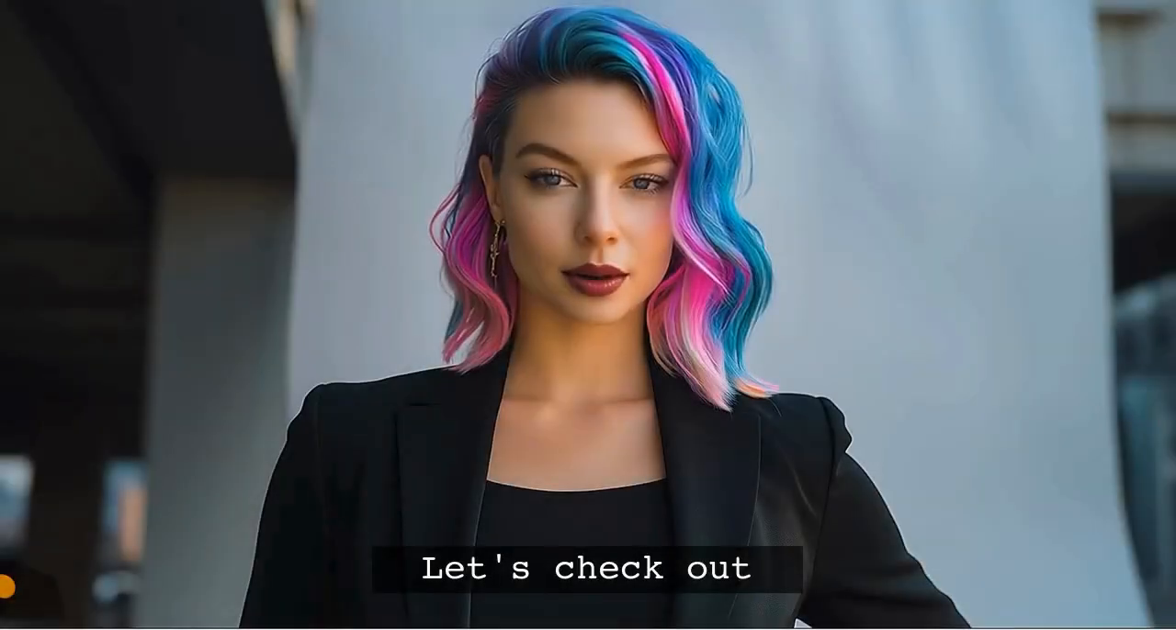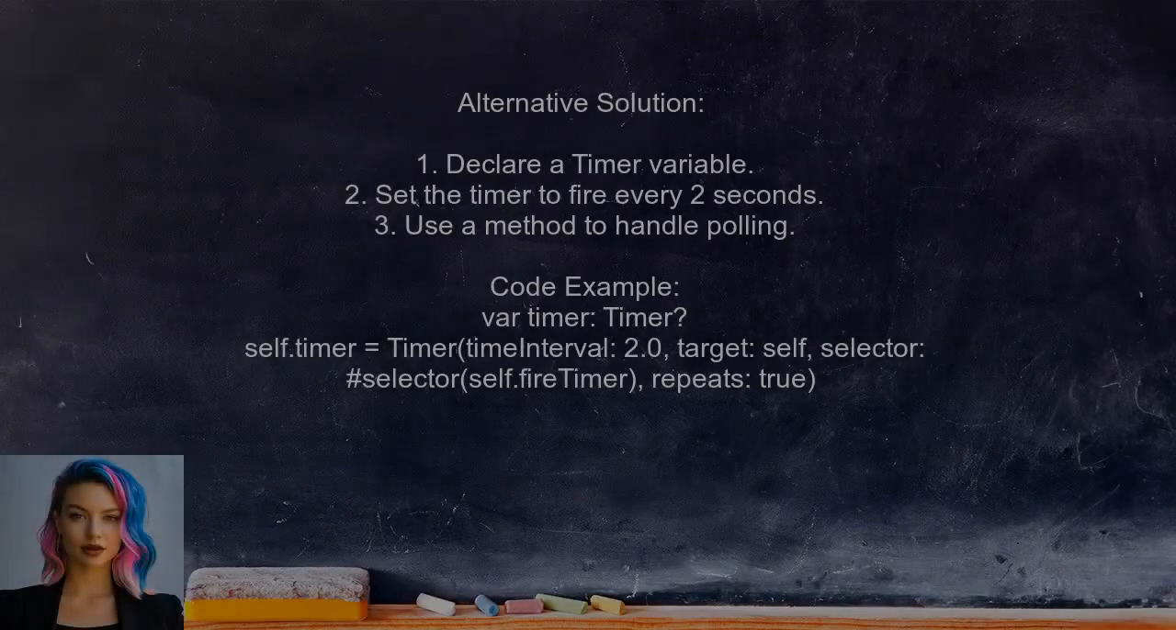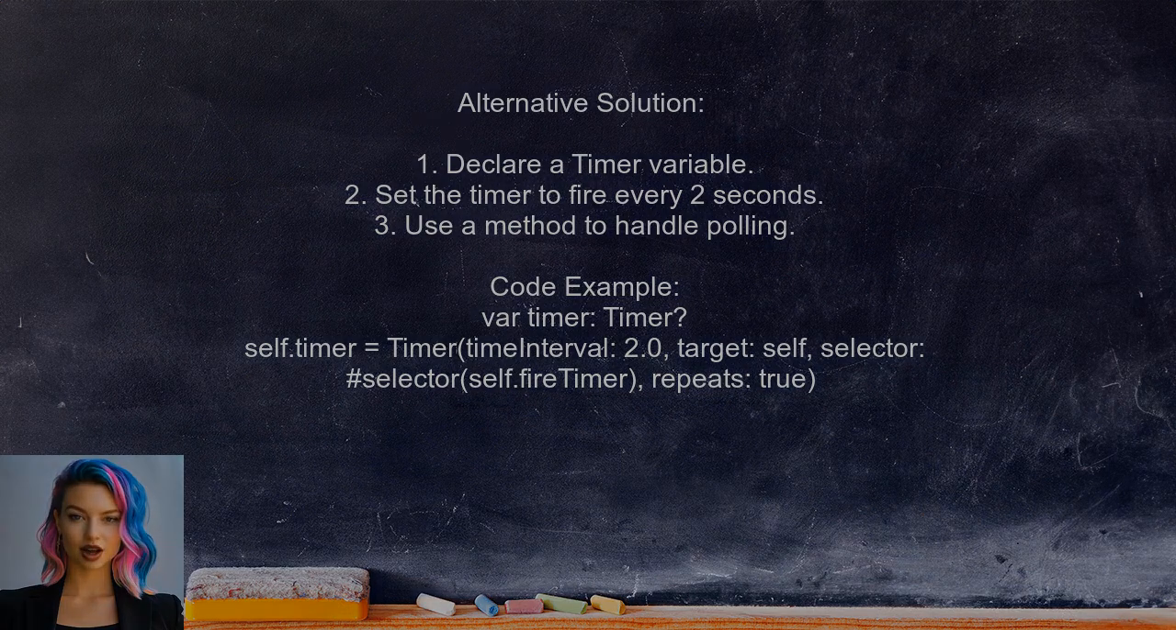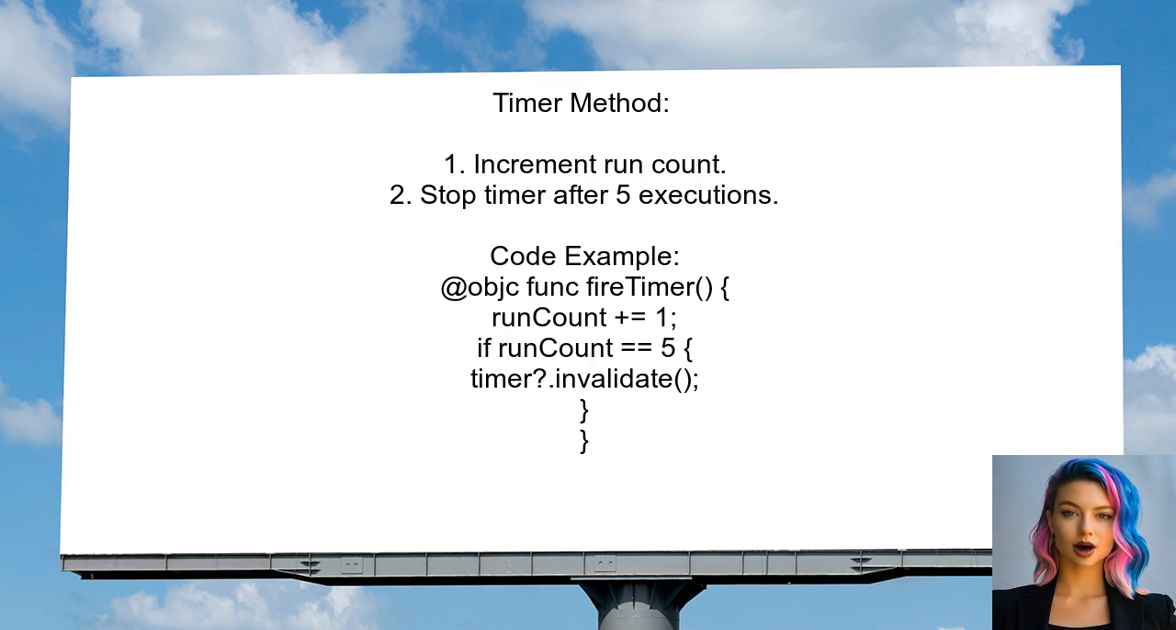Let's check out another perspective from a different user. An alternative approach for polling in Swift is to use a timer. This user suggests declaring a timer variable outside of your function. You can set it to fire every 2 seconds, calling a method to handle the polling logic. In the timer method, you can increment a run count and stop the timer after a certain number of executions.